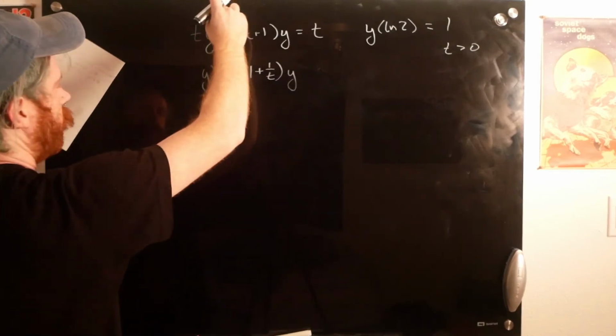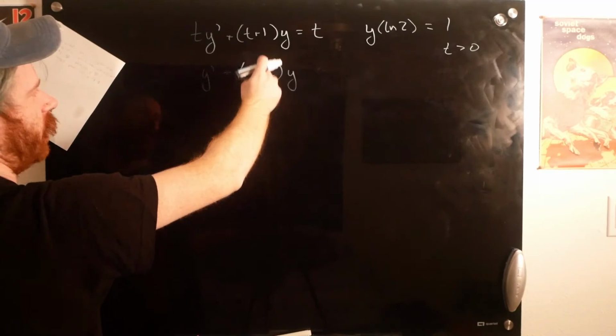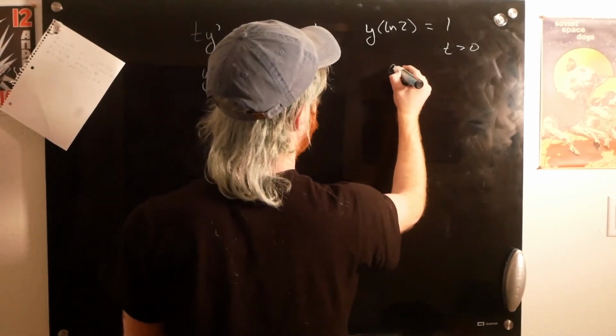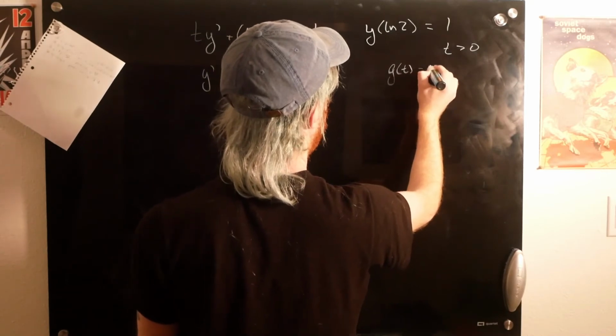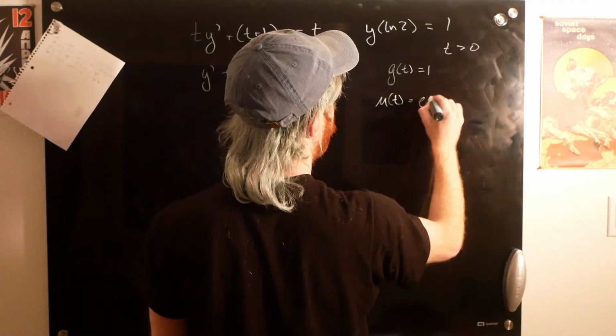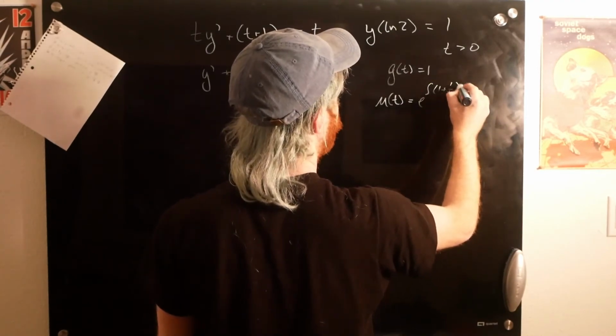Because when you divide by t, this will turn into 1, this will turn into 1 over t. And this is going to equal 1. So our g of t is really simple. G of t equals 1. Mu of t is a little more complicated. Mu of t equals e to the integral of 1 plus 1 over t dt.